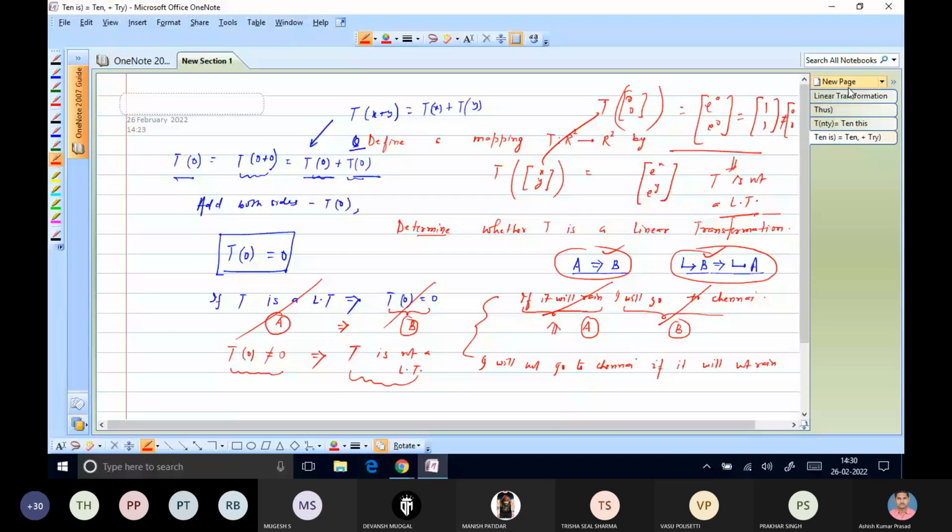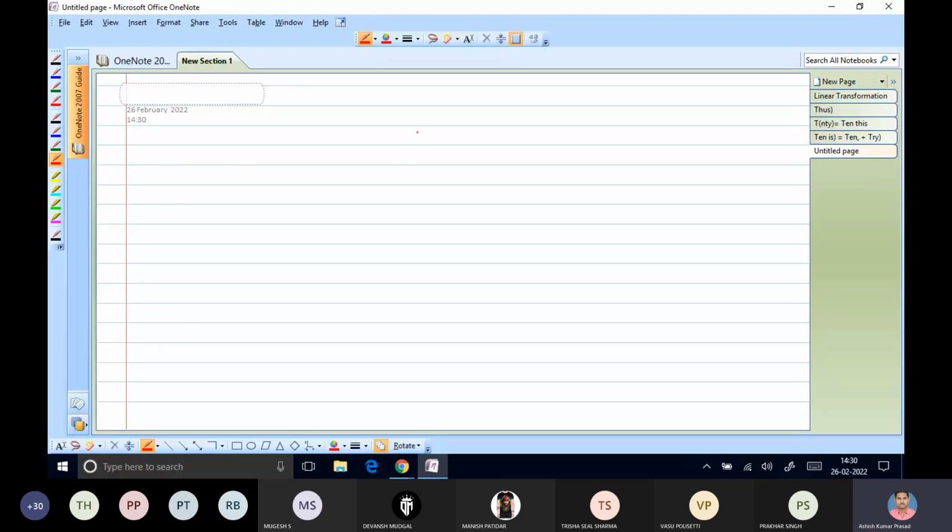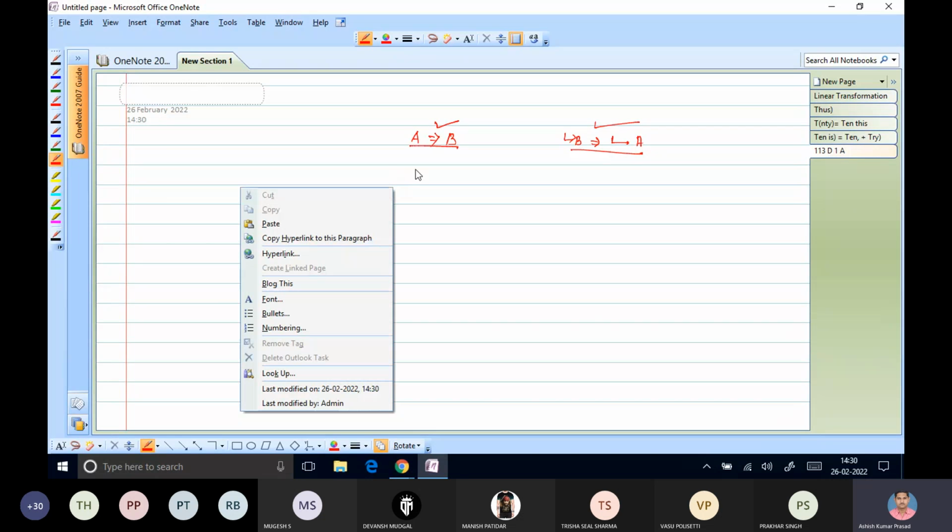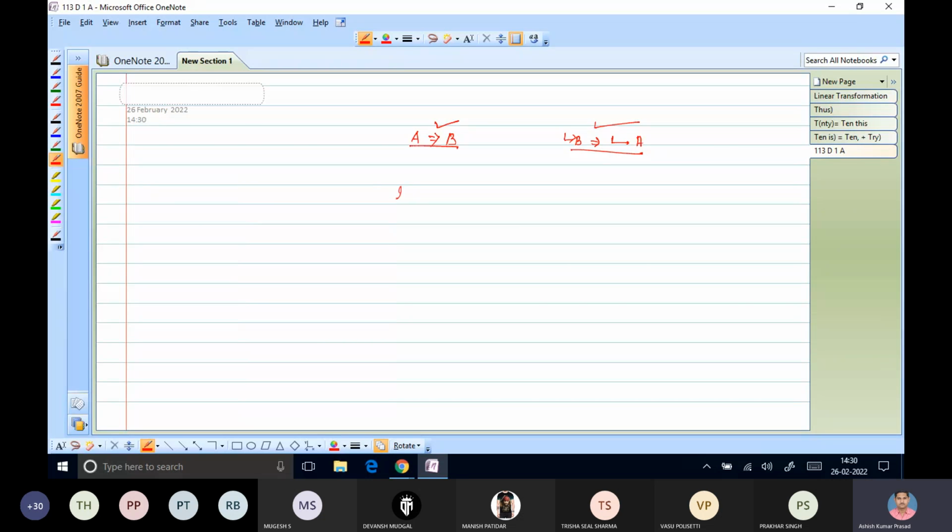Yes, I know, it is very simple. I'm just repeating. A implies B and not B implies not A are contrapositive statements, and these two statements are equivalent. They are the same. If we say A implies B, the same thing we can express in other words as not B implies not A.